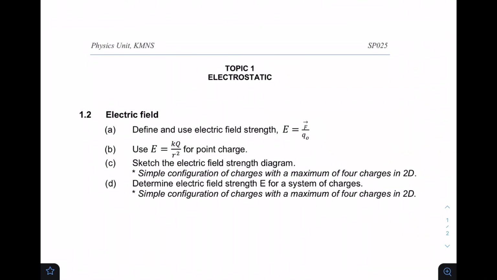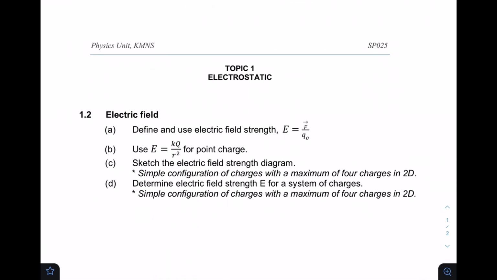Hi class, let's continue our discussion in topic 1 electrostatics with the subtopic 1.2 electric field. Before that, let me introduce to you the learning outcomes for this subtopic 1.2 electric field.